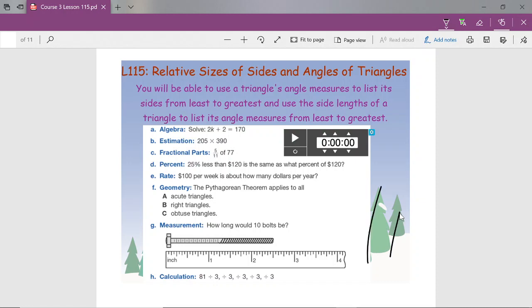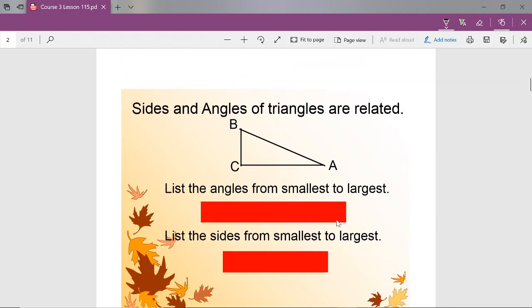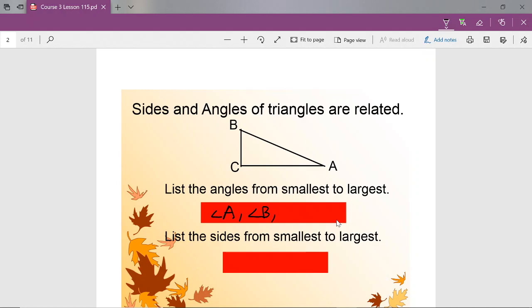So, for example, if I were to take this triangle and say list the angles from smallest to largest, well, when we look at this, we would say, you know what, that C, it looks like about a 90-degree angle, and the angle B looks quite a bit bigger than angle A. So I would list these and say I have angle A being my smallest, angle B being my middle, and angle C being my largest.